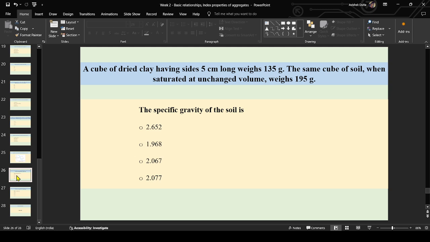The first part of the question, you're supposed to find out the specific gravity of the soil, where the dimensions of the cube of dried clay have been given. The sides are 5 centimeter long. The weight has been given, 135 gram. The same cube, when it is saturated at unchanged volume, weighs 195 gram. So find out the specific gravity of the soil, and then the second part of the same question, you have to find out the void ratio of the soil.